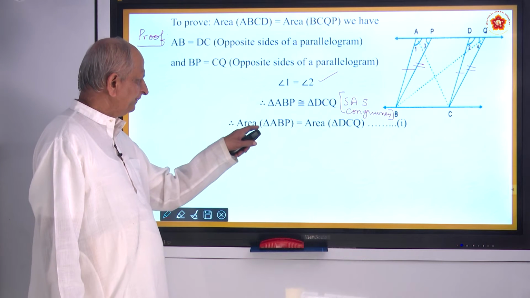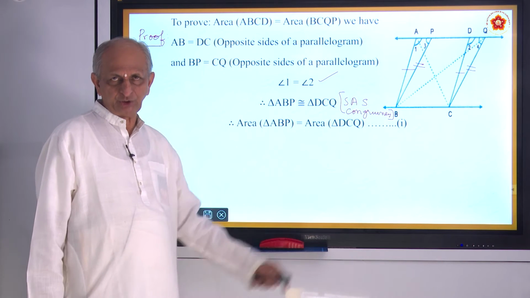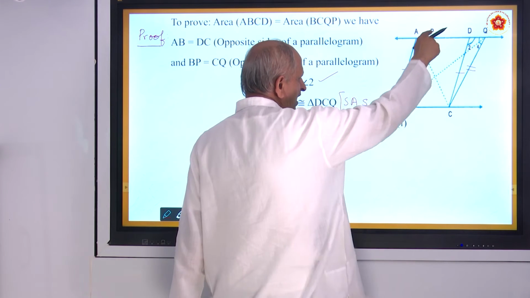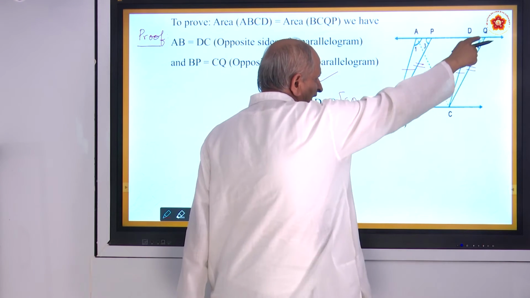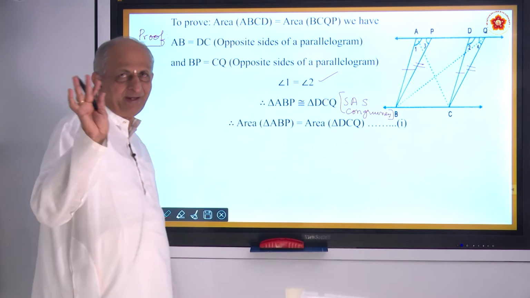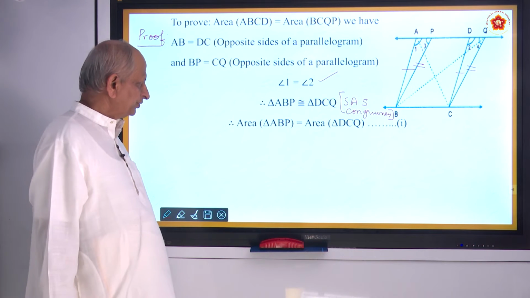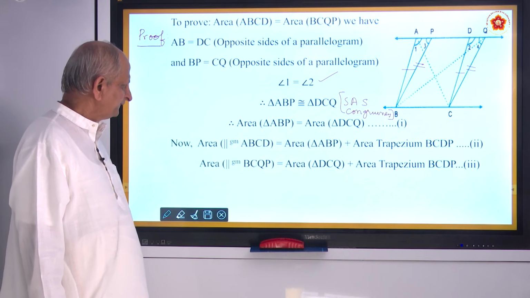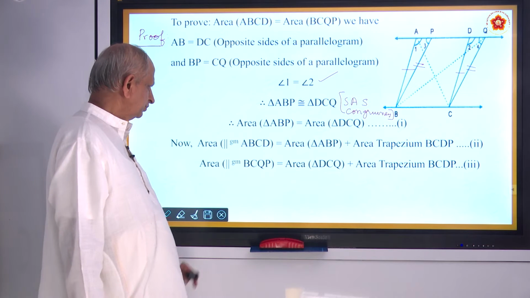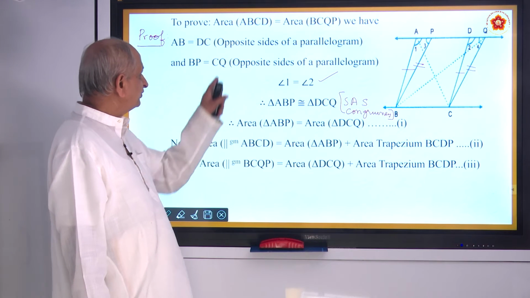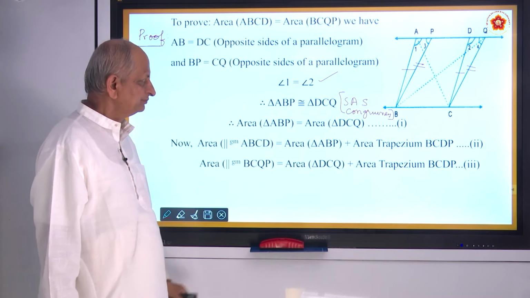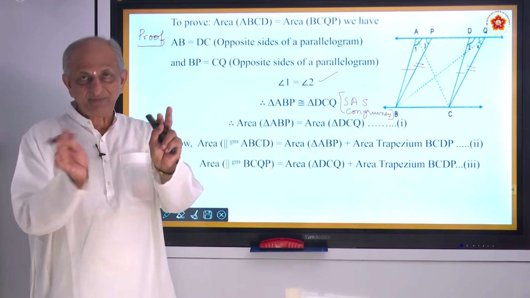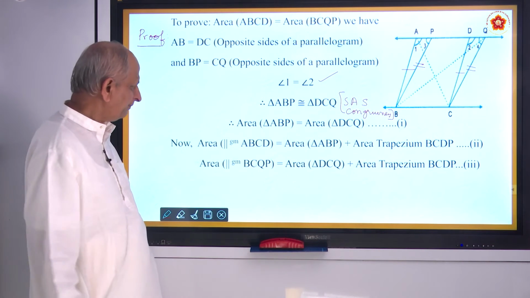Therefore, area of triangle ABP is equal to area of triangle DCQ. Means what? Suppose you cut this triangle and keep it on this triangle, they will be identical. So, the area will be equal to each other. Okay. Now, our purpose is to find out ABCD. We have proved triangles only. What is the relation between the triangle and parallelogram?